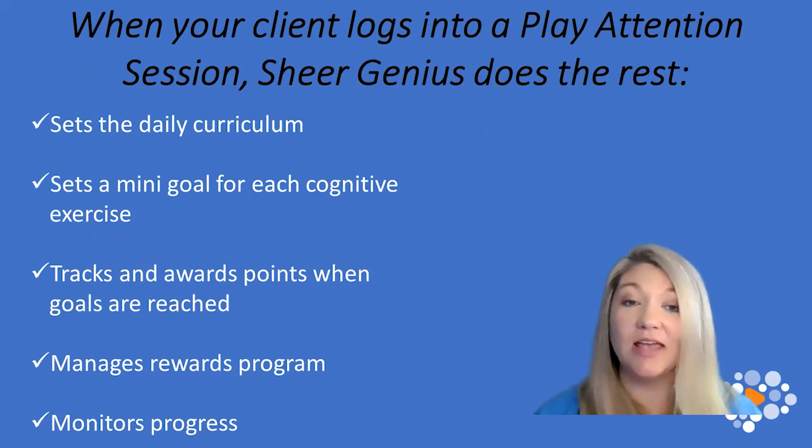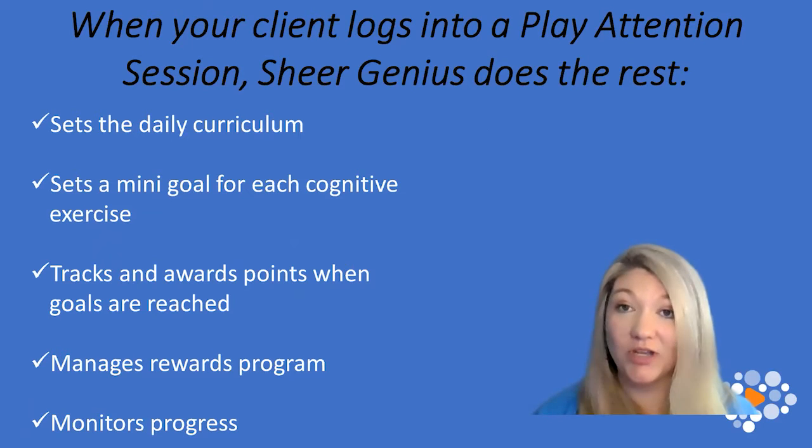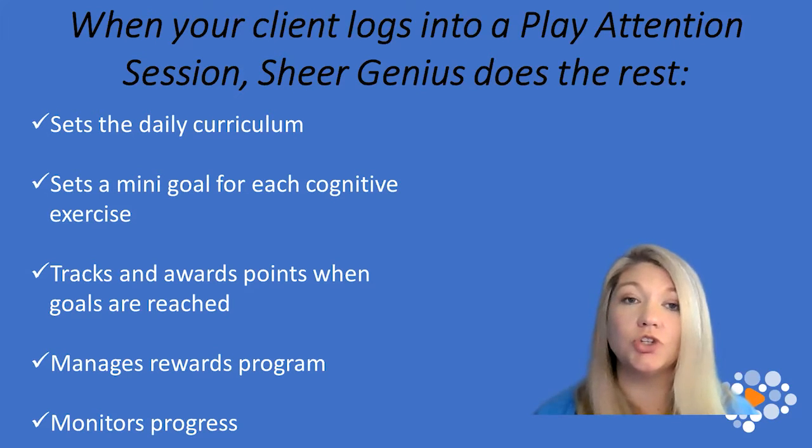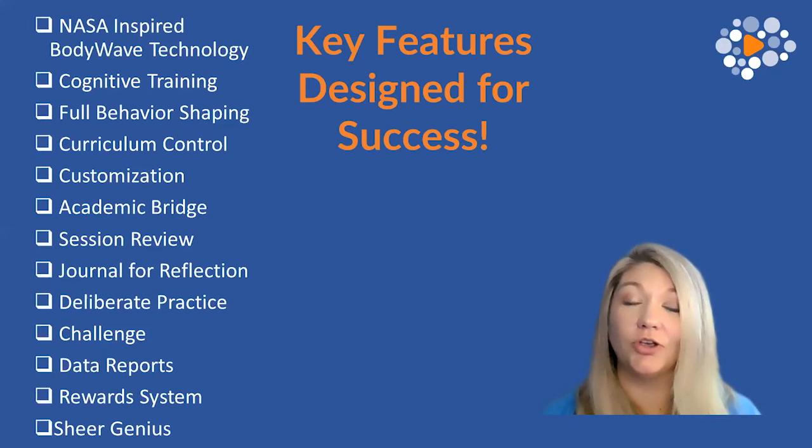It's going to set the daily curriculum once you've determined their training plan, and set a minimum goal for each cognitive exercise. So there are certain benchmarks that will need to be hit for individuals to move from each level. The system determines that, as well as tracks that and progresses them when necessary, and tracks and awards points and goals when goals are reached. So once you create those rewards, it tracks all of that for them, manages the rewards program, and monitors their progress. And so Sheer Genius does all of this for you. So you don't have to do any of this. It's all done for you.